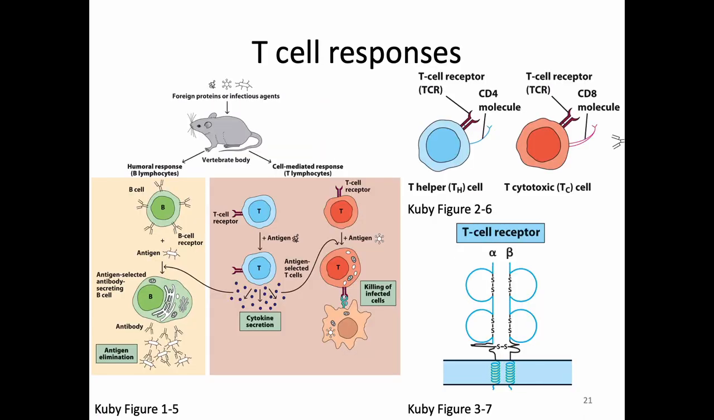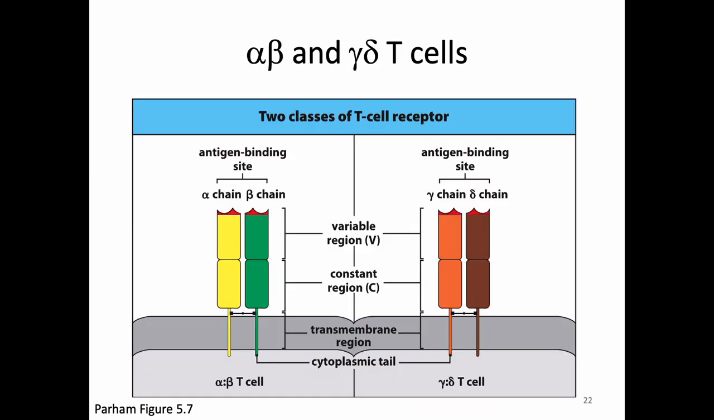So I've already told you that there are lots of different types of T cells. And we can subdivide our T cells in a number of different ways. There are actually two types of T cells in terms of the T cell receptor. One type of T cell is known as an alpha beta T cell. An alpha beta T cell has a TCR alpha chain and a TCR beta chain. The other type of T cell is called a gamma delta T cell. A gamma delta T cell uses a gamma chain and a delta chain instead of an alpha chain and a beta chain.